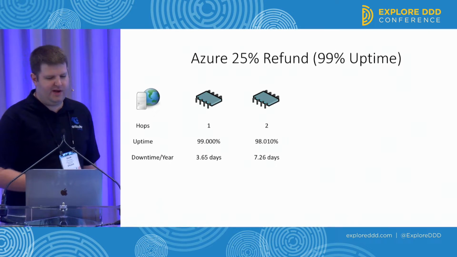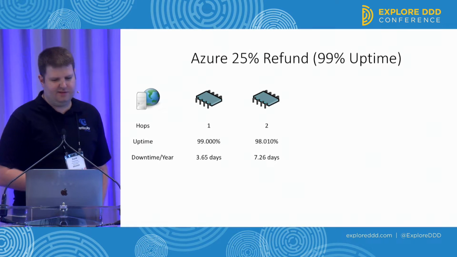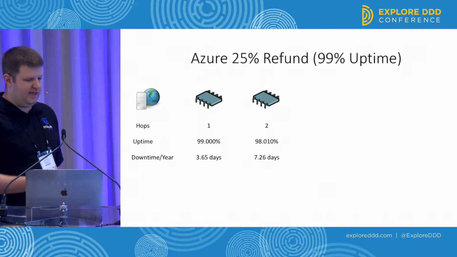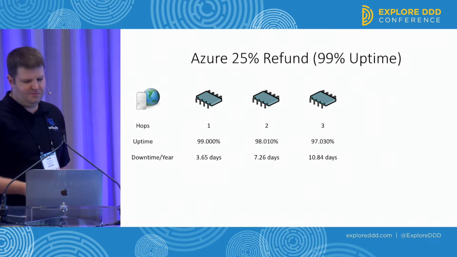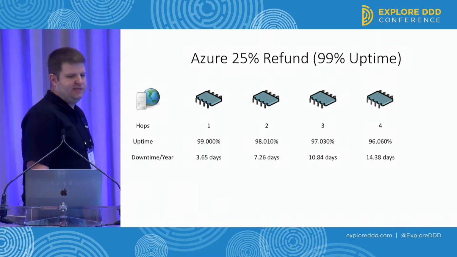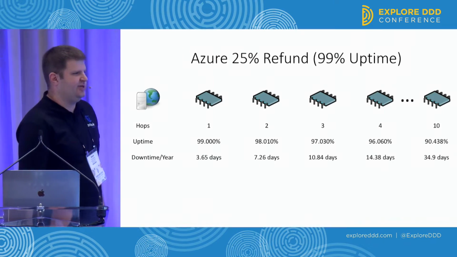And so with 1 hop, you're already at 3.65 days. 2 hops is a week. 3 hops is 10 days. 4 hops is 14 days. And 10 hops, you're out of a job.